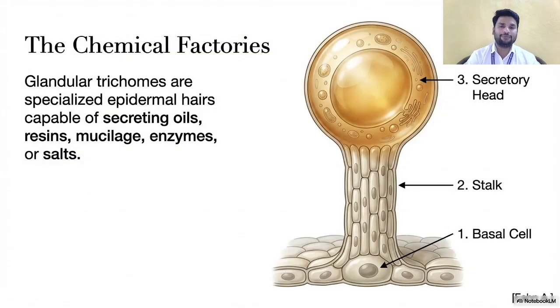The chemical factories. Okay, the glandular trichome is alternatively known as a chemical factory. Glandular trichomes are specialized epidermal hairs capable of secreting oils, resin, mucilage, enzymes, and salt. Okay, so in the overall structure of the glandular trichome, the attached part is known as the basal cell, the elongated part which connects the secretory head and basal part is known as the stalk, and the uppermost part is known as the secretory head, which has a secretory nature and is covered by a thin cuticle layer. Upon rupture, it can release its chemicals, resin, mucilage, enzymes, or salt, whatever.